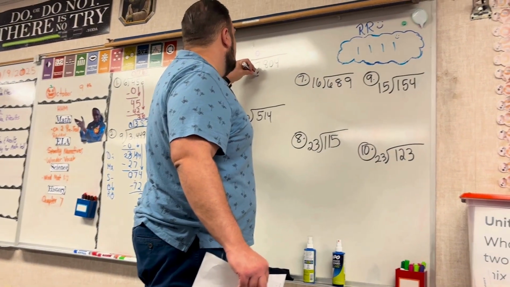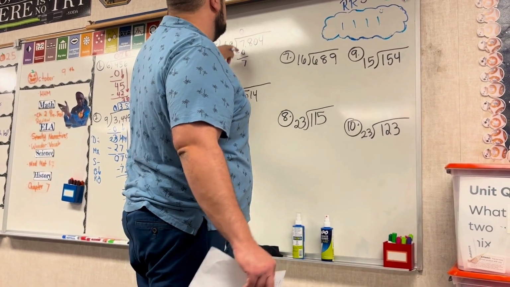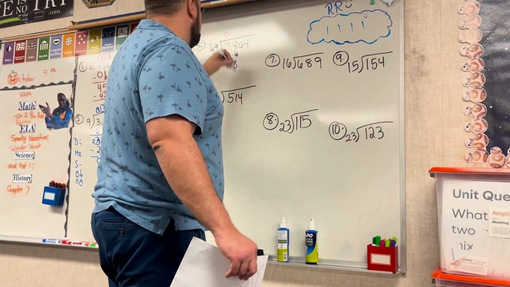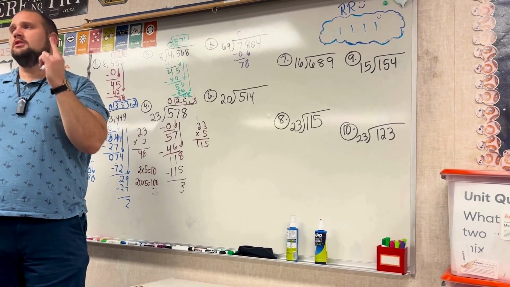Okay, it's too small. So 7 minus 0 is 7, right? 69 times 0 is 0. 7 minus 0 is 7. Bring down the 8, we got 78. 69 only goes into 78 one whole time. That's as close as we can get.